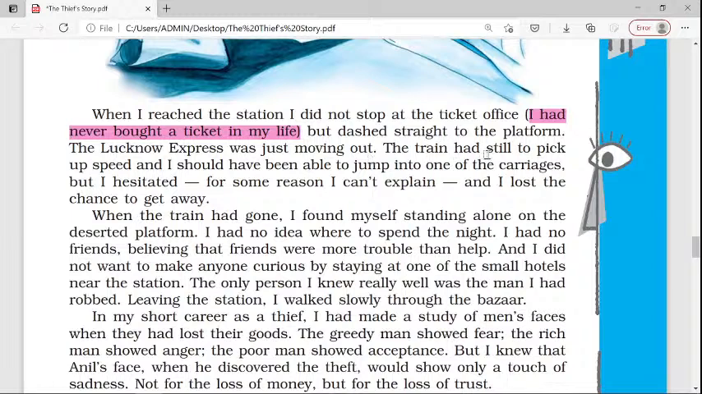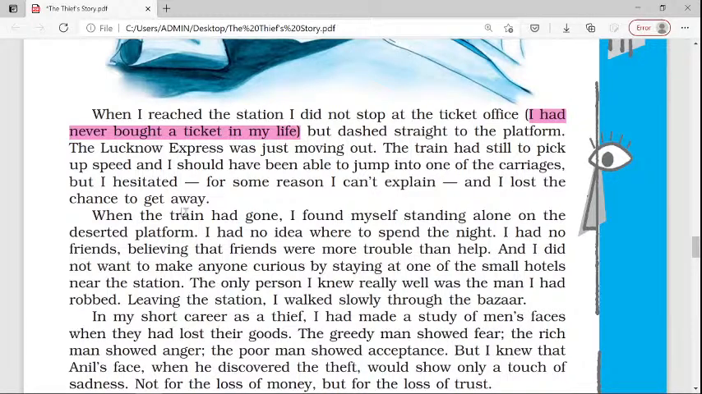The train had still to pick up speed and I should have been able to jump into one of the carriages, but I hesitated for some reason I can't explain and I lost the chance to get away. So when he was about to get into the train, something held him back. Something really made him think once, and this is how he lost the opportunity to catch the 10:30 express for Lucknow. He has missed the train because something inside him held him back. He could not just get into the train, even though he could easily get into the train.